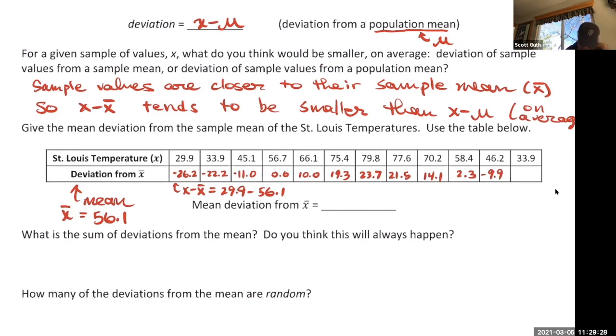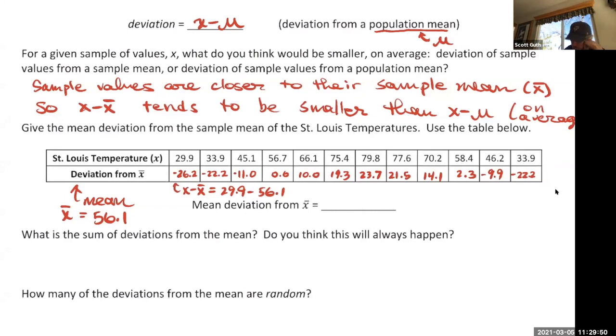The coldest, and this is December, 33.9. It's not the very coldest. Minus 56.1. Again, below average, so it's negative. Here, 22.2. Okay.